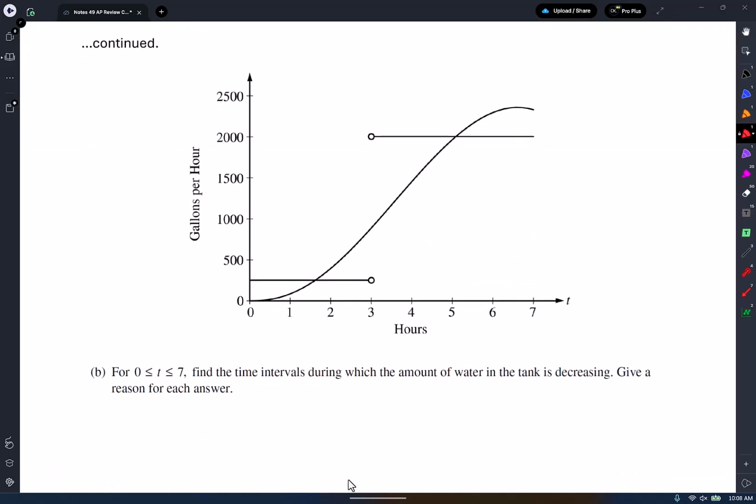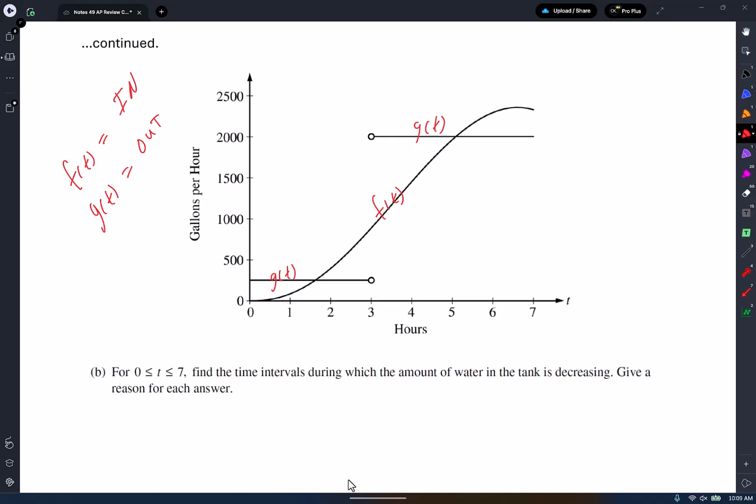Continued. Let's see what it says. For t between 0 and 7, find the time intervals during which the amount of water in the tank is decreasing. Give a reason for your answer. Okay. This was f of t, the amount in. It's a rate. And this was g of t, and g of t was the amount out. Are we still okay? All right, just do it with logic. If there's more water coming in than water going out, is the amount of water increasing or decreasing?